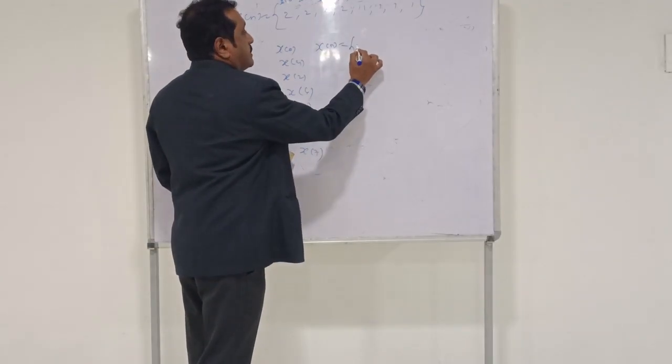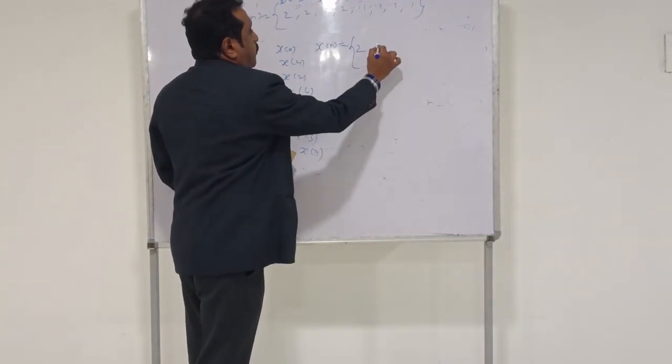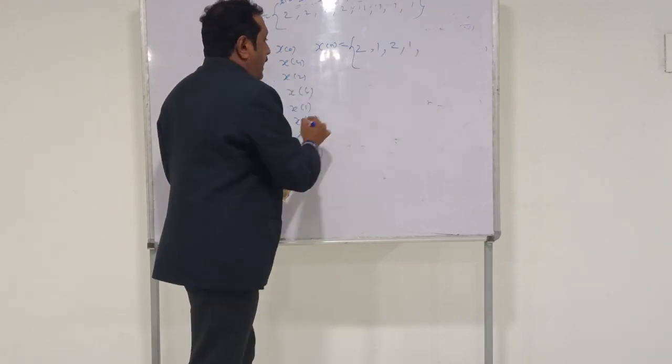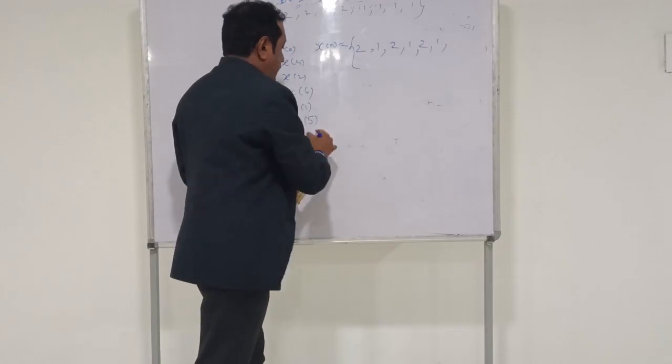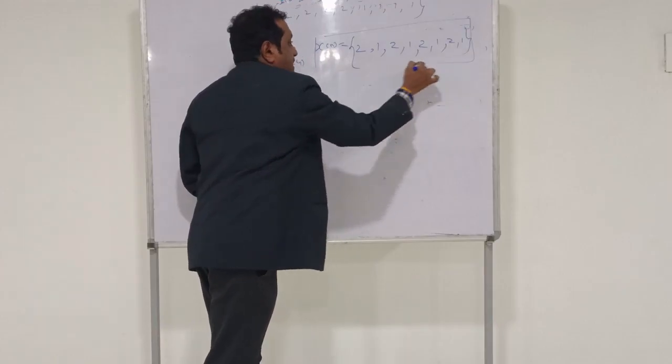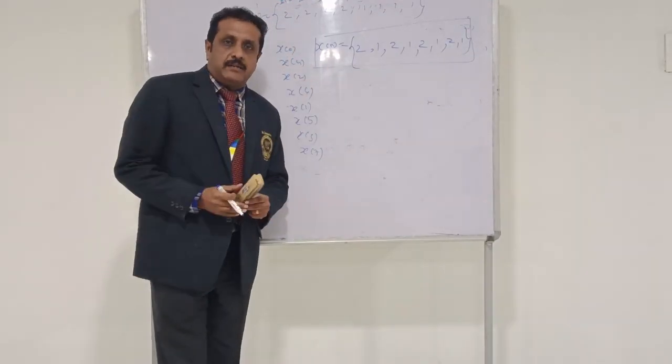So our input sequence is: x of 0 is 2, then x of 4 is 1, then x of 2 is 2, and x of 6 is 1, and x of 1 is 2, x of 5 is 1, and x of 3 is 2, and x of 7 is 1. So now this will be taken as the input of the DIT algorithm.